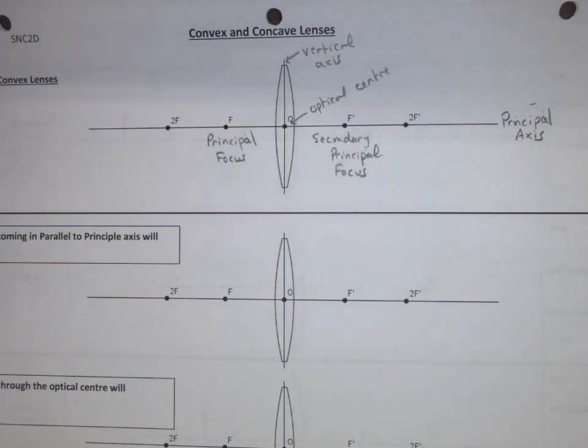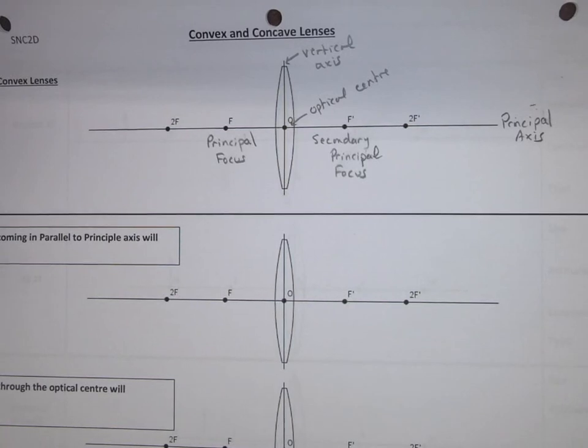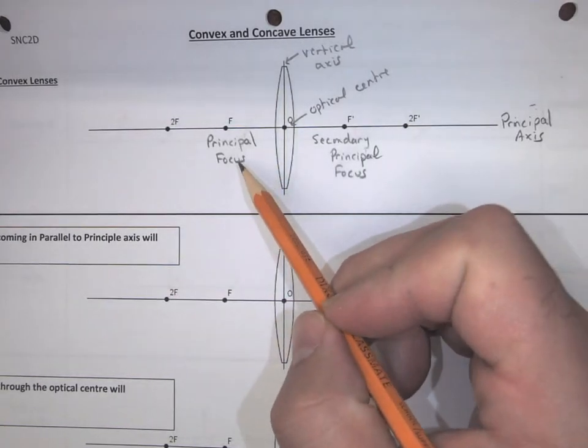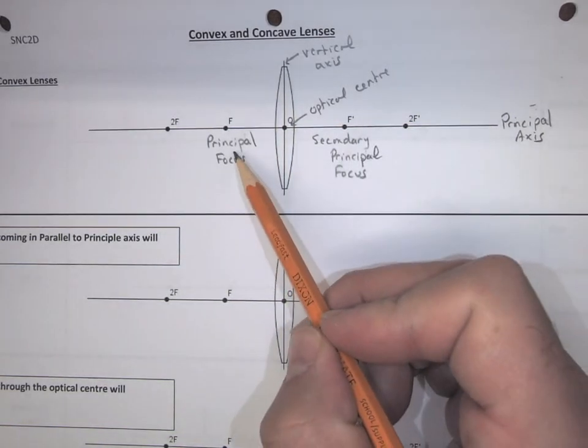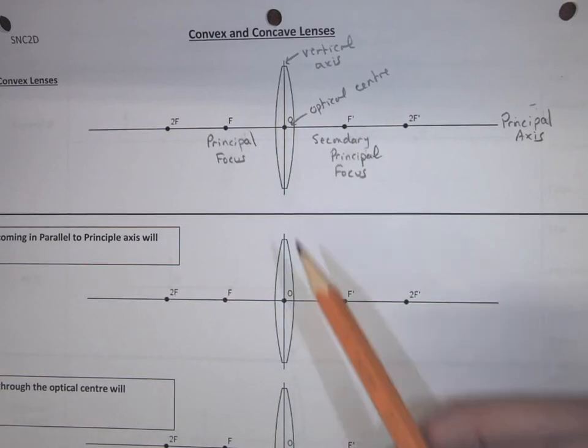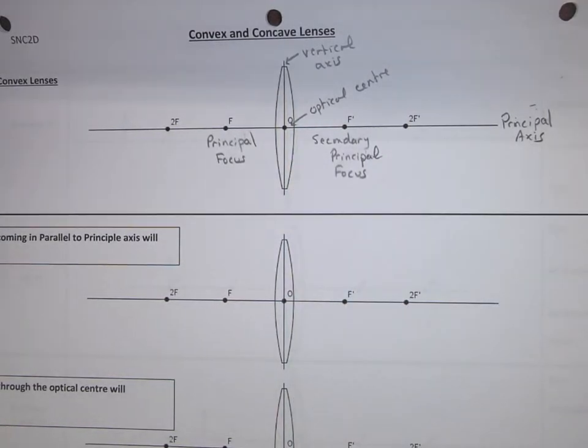In this video, we'll look at the 5 cases for convex or converging lenses and the properties of the images created in each of these 5 cases. First of all, some terminology to be familiar with. When we're dealing with lenses, F is referred to as the principal focus. This is where rays will converge, whether they're extended rays or refracted rays, they will always converge through the principal focus. O is the optical center of the lens.